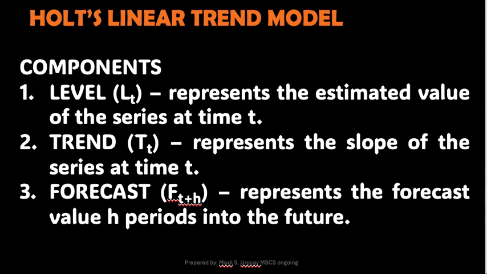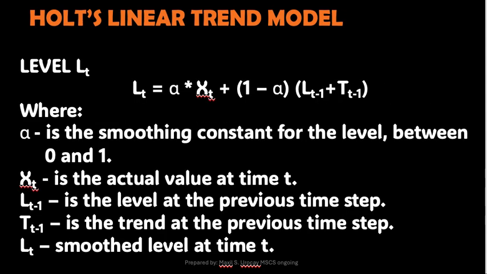Now, you use this formula for the level: L of t equals alpha times the current value x of t, plus 1 minus alpha, times L of t minus 1 plus T of t minus 1, where alpha is the smoothing constant for the level between 0 and 1. X of t is the actual value at time t, L of t minus 1 is the level at the previous time step, T of t minus 1 is the trend at the previous time step, and L of t is the smoothed level at time t.